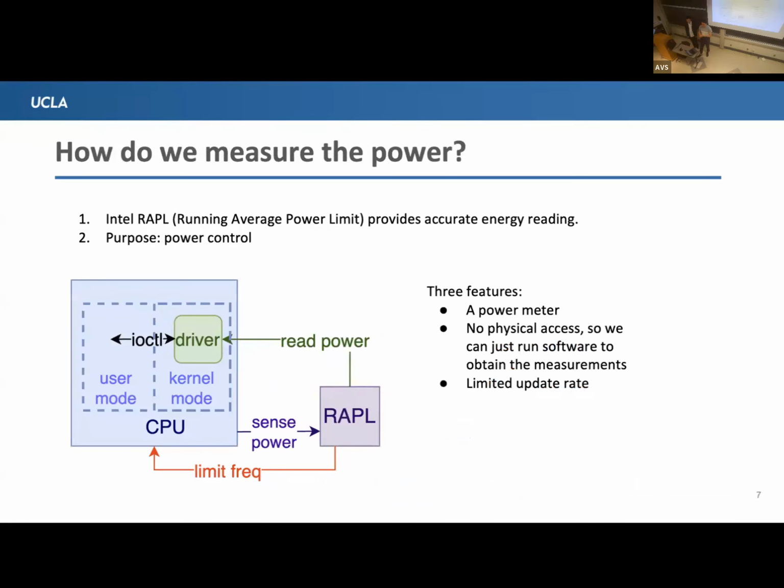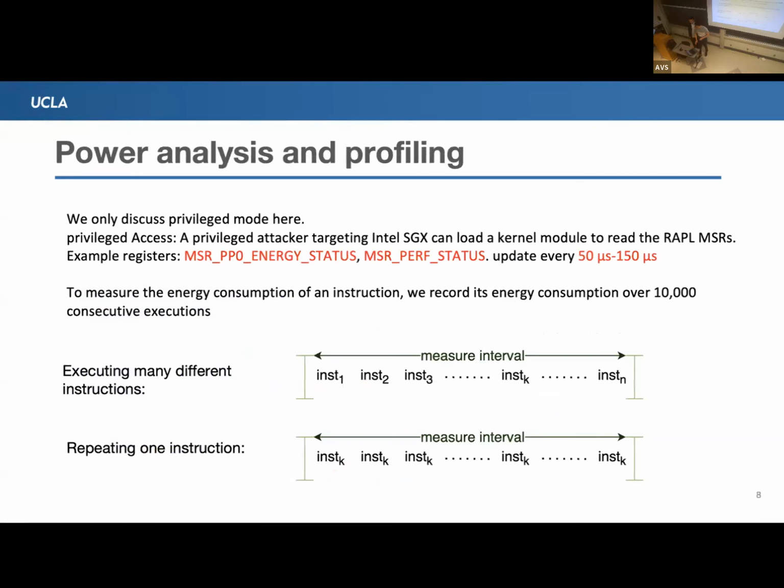Okay, so after we talked about the information that power consumption provides, now we are going to talk about how we measure the power. This paper used Intel RAPL to measure the power. Intel RAPL is basically a power meter, and it has the advantage that we don't need to access it physically for the measurements. The disadvantage is that it has limited update rates. The limited update rates will affect our power analysis and profiling.